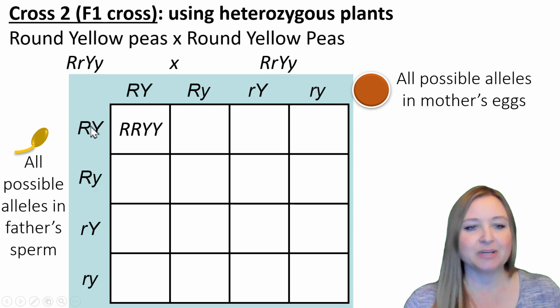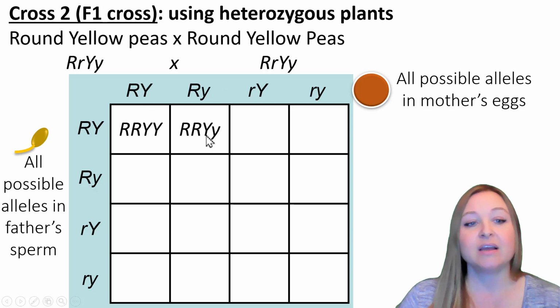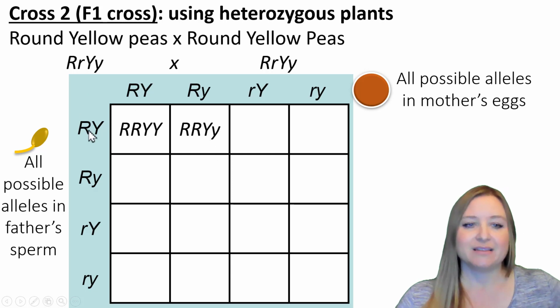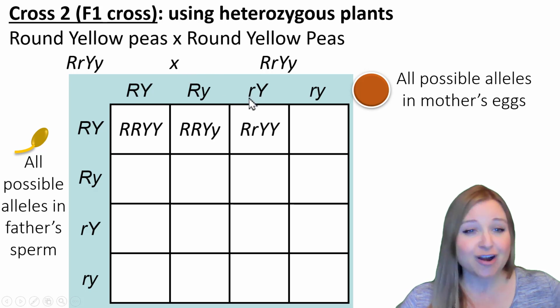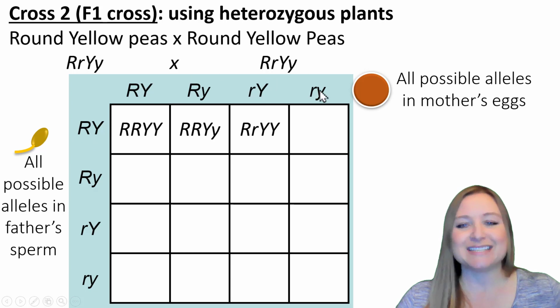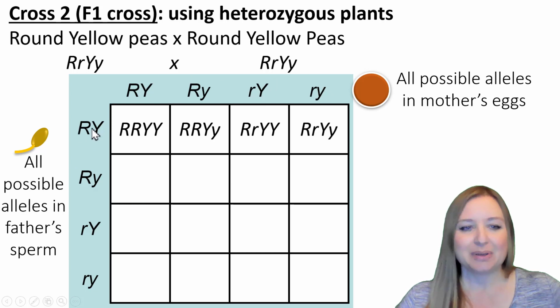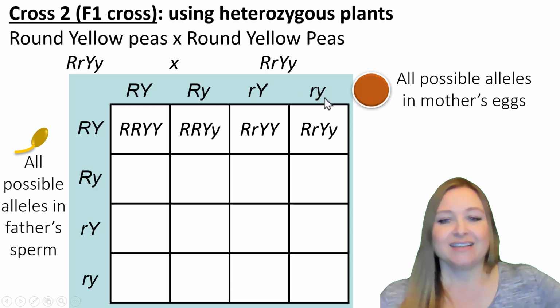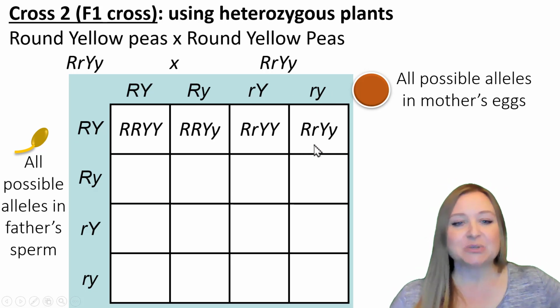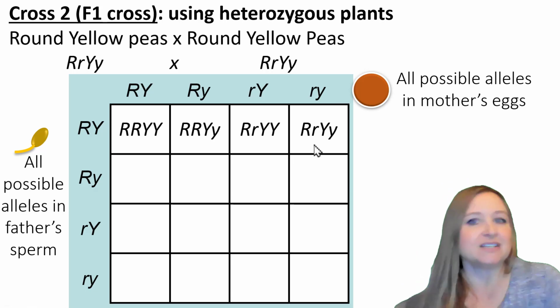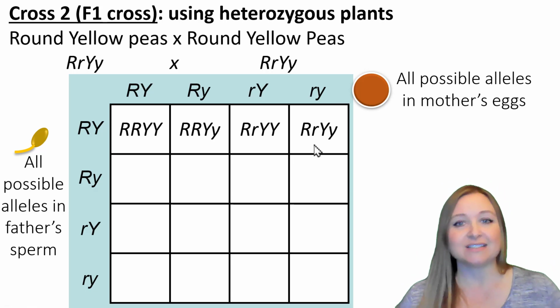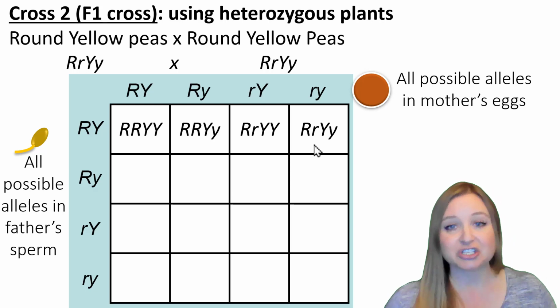Now, if this sperm fertilizes this egg, we're going to have big R, big Y, little y. This sperm fertilizes this egg, we're going to have big R, big Y, big Y. And if this sperm fertilizes this egg, we're going to have big R, big Y, little y. Now you can see when you start with heterozygous parents, the offspring have different genotypes as the different alleles are passed along to this next generation.